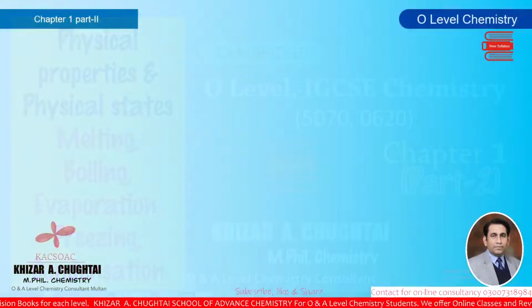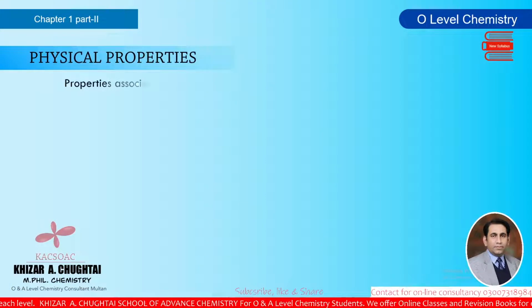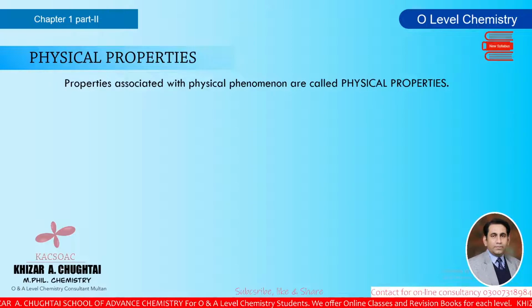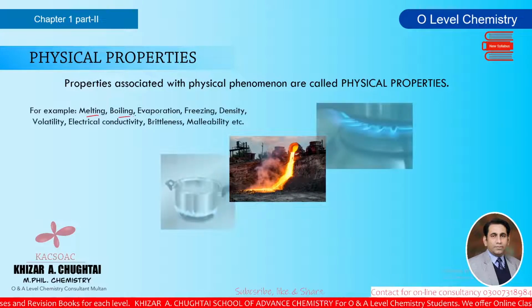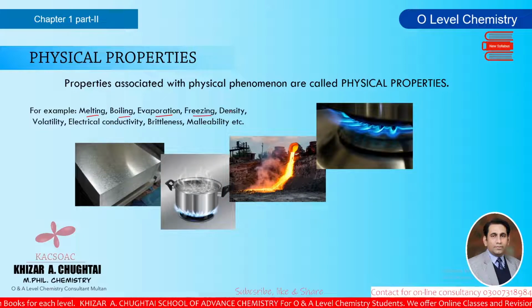What are the physical properties? Physical properties are the properties that are associated with physical phenomena. Properties that are connected with the physical aspects are said to be physical properties. For example, you will have to memorize some names: melting point, boiling point, evaporation, freezing, density, volatility, electrical conductivity, brittleness, malleability. These are a few famous physical properties that you have to learn.